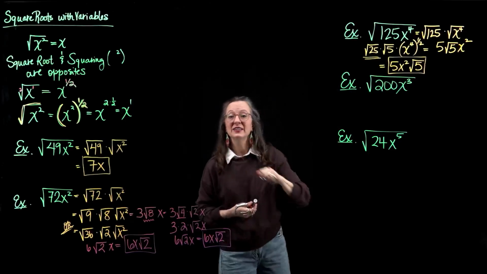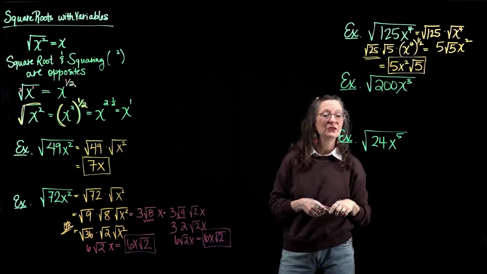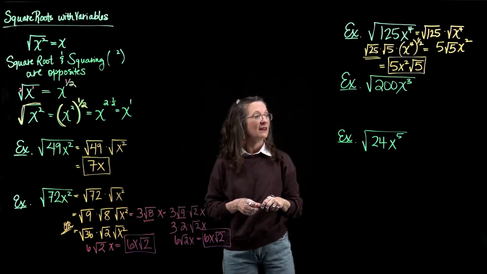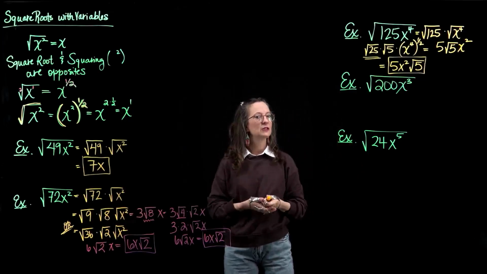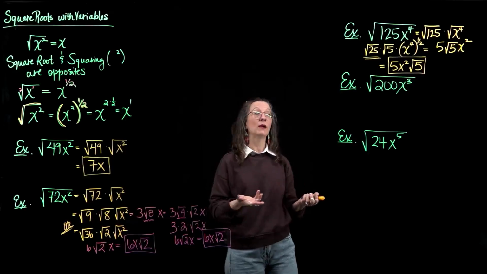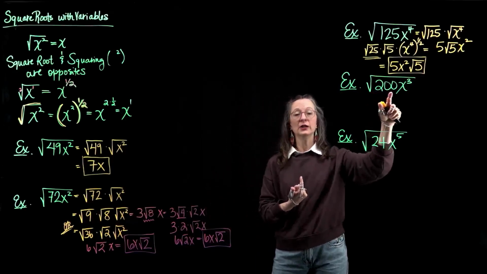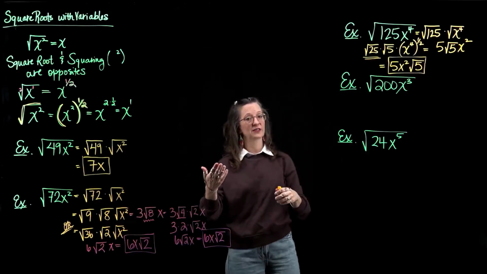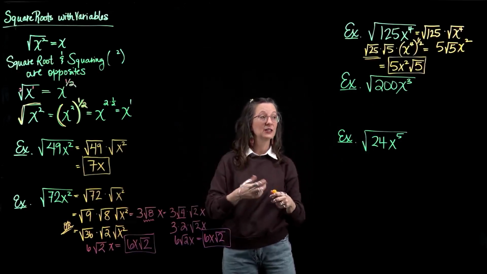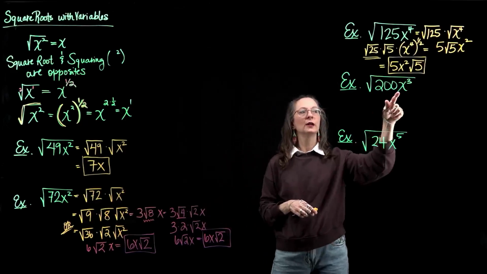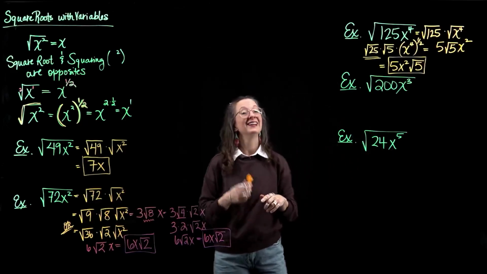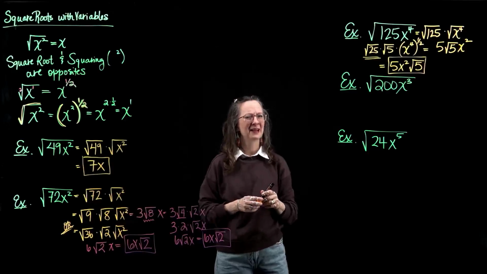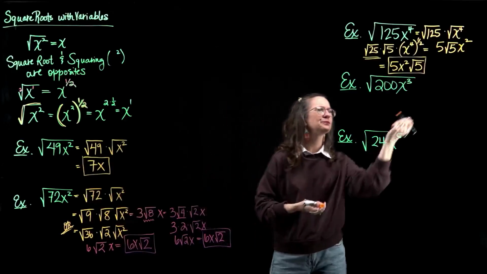All right, next example, the square root of 200x cubed. A couple of things I'm going to do here. I'm going to break up 200 into a perfect square and another factor. I'm also going to break up this x cubed into a perfect square and something else. Let me show you what I mean.